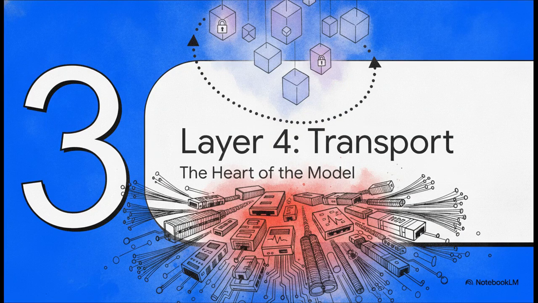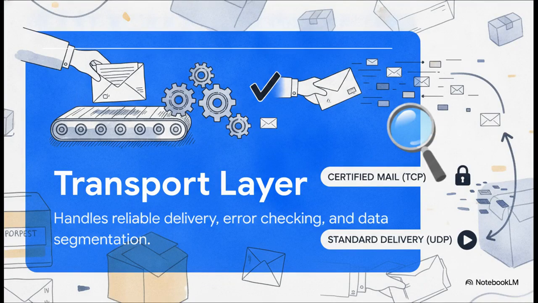Next up, Section 3, layer 4, the transport heart. And this brilliantly illustrates the exact moment our data transitions from high-level software abstractions down toward network reality. Once the data is perfectly formatted and encrypted, it drops down to layer 4, which is the critical middleman. This layer handles reliable data delivery, error checking, and segmentation.